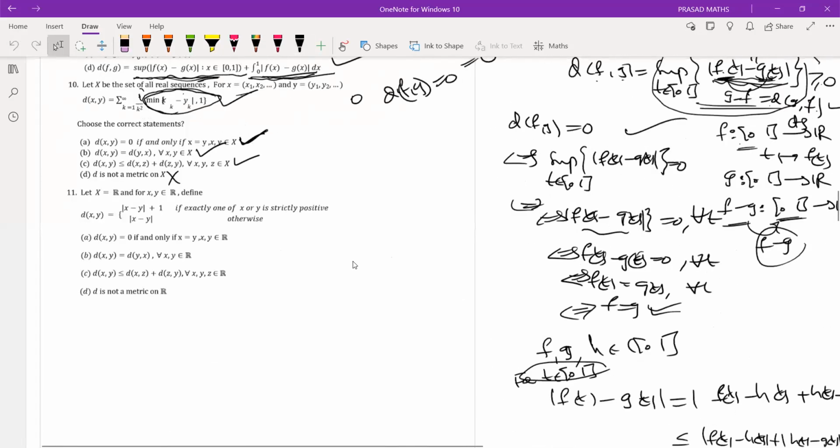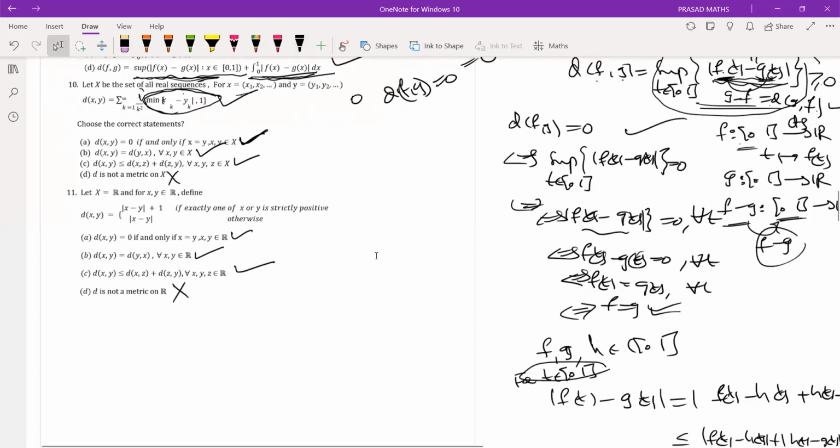Therefore, once it is a metric, this condition holds. Once it is a metric, the symmetric property holds. Once it is a metric, the triangle inequality holds. D is not a metric. Is it right? No. So triangle inequality is true, and symmetric property is true, and non-negative property is true. Therefore, A, B, C are the right answers.